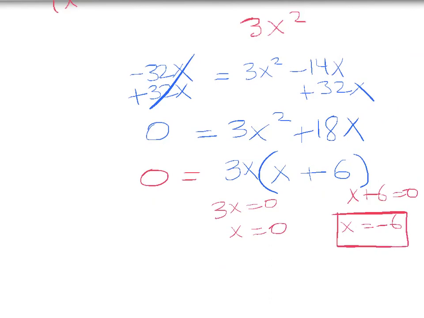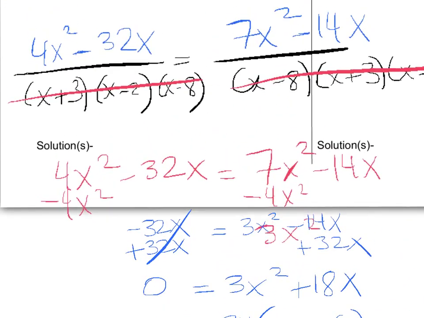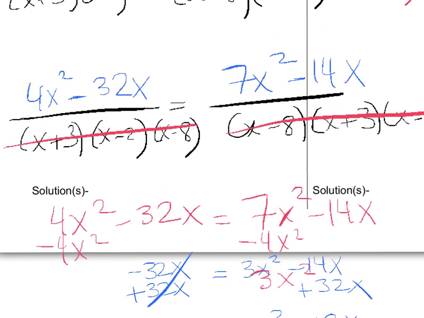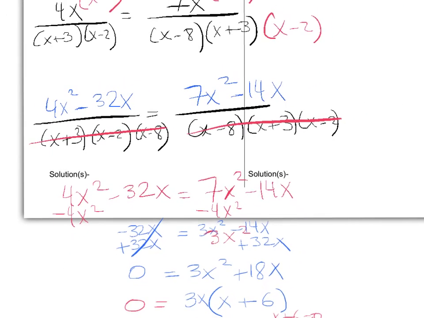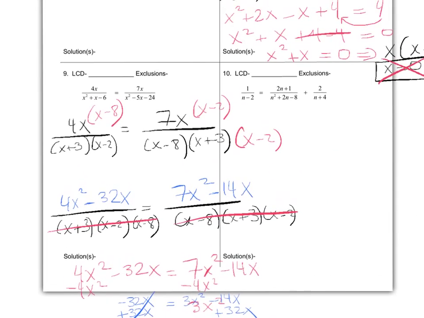Now, you know what I forgot to do? I forgot to do the exclusions. Whoops, let me move this down. Okay, I'm going to try to make this smaller so I can look at the exclusion part. So let's look at the bottom. It's always easier to look at the factored bottom, so you can directly see what the exclusion should be. So x plus 3 should not be 0, so x should be different from negative 3.